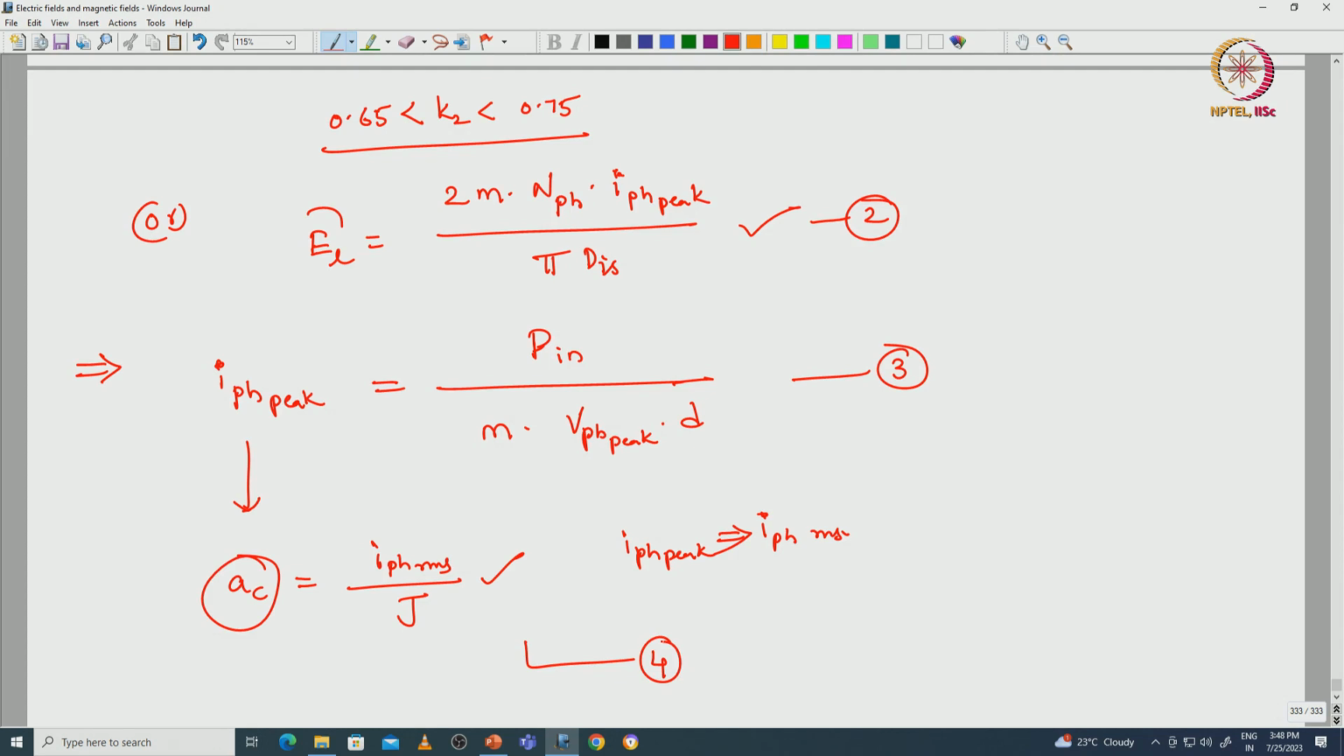This is equation number 4. Here J is nothing but current density with respect to the copper or whatever it may be, the aluminum, whatever the winding type we have to select the current density. So it is in the range of 3 to 5 times 10 power 6 ampere per meter square.